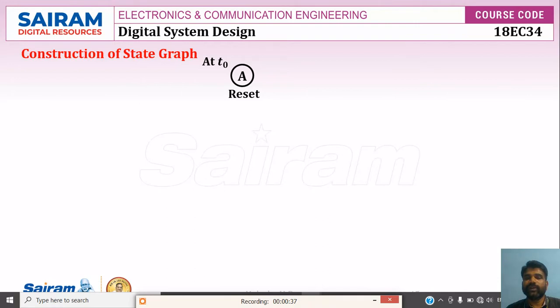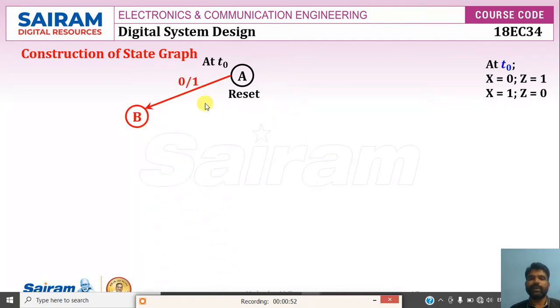See, again it starts at T0 with the initial state, the reset state, that is A. Correct? Now, as we know, at T0 if x is equal to 0, z is equal to 1. I mean if input is 0, output is 1. If input is 1, output is 0. So if 0 is received, it makes output 1 and goes to new state B, where B means the received sequence is 0. If it is 1, it will go to state C. Output is 0, because if input is 1, output is 0 at T0. Clear?